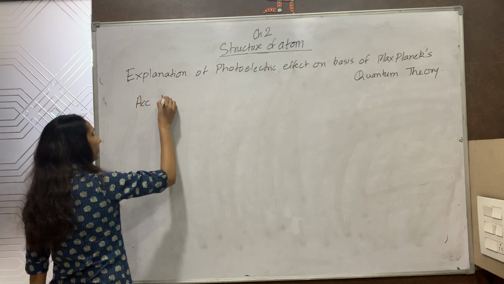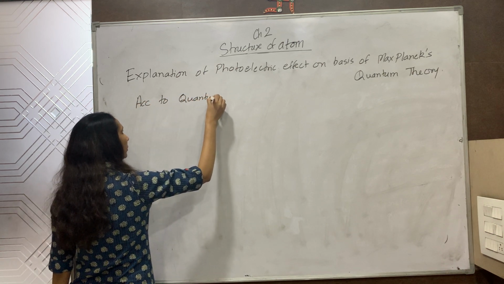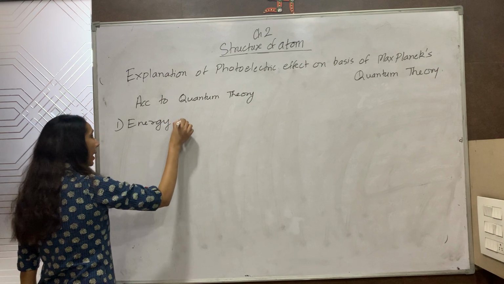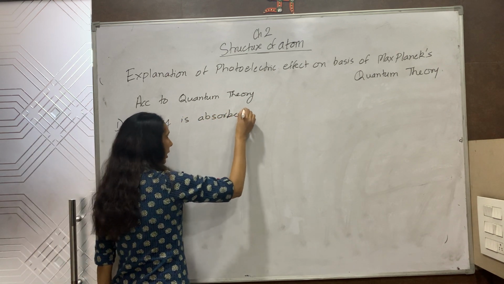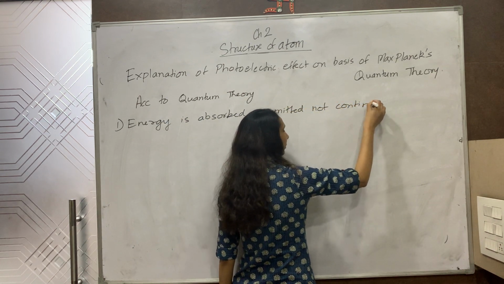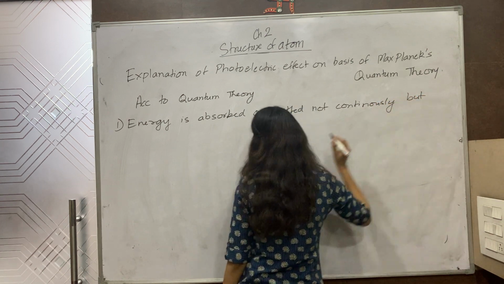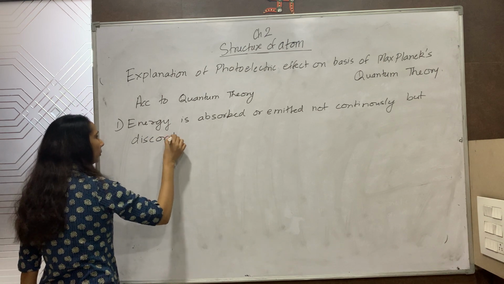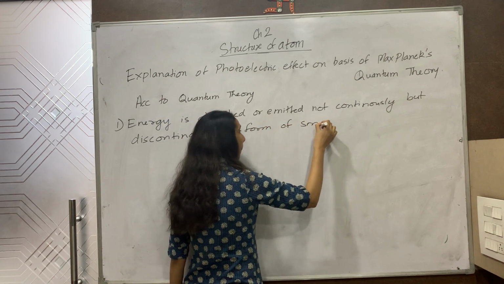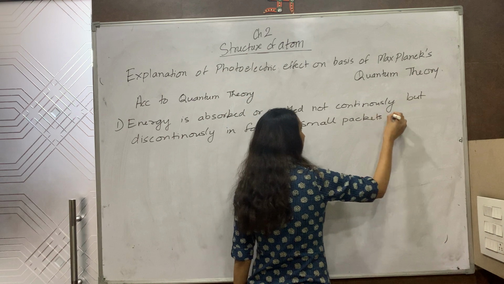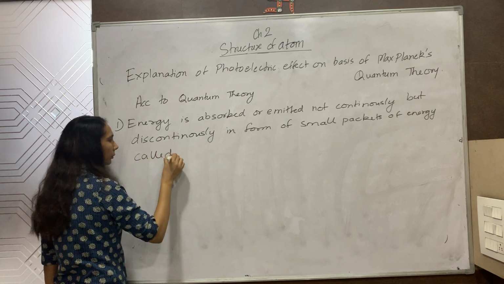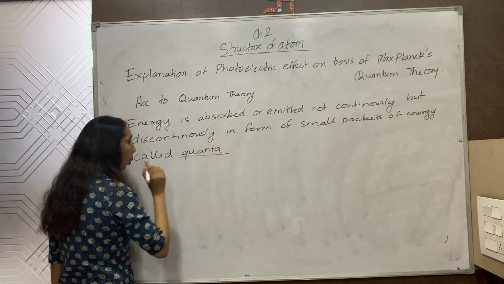According to quantum theory, energy is absorbed or emitted by any body, not continuously but discontinuously, in the form of small packets of energy, called quanta. These packets of energy are called quanta.